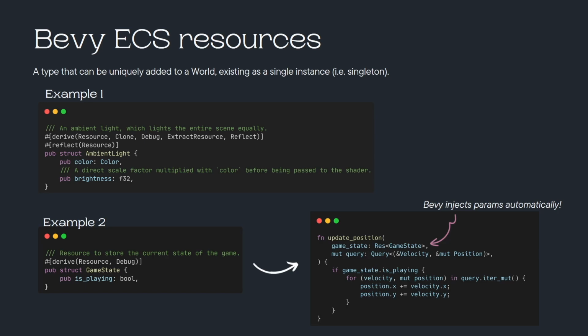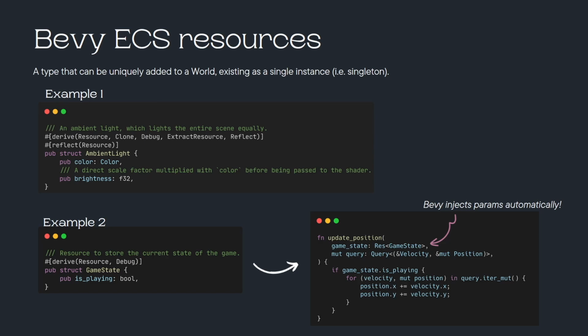In this case, update position takes Res<GameState>. We're taking a read-only copy of the resource to be able to access its fields. We can also do the very same thing with ResMut<GameState>. This would allow us to mutate the fields.